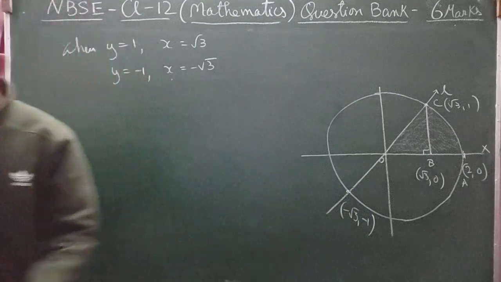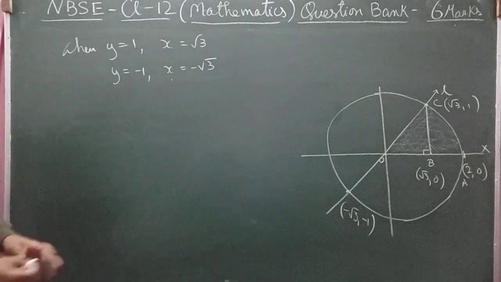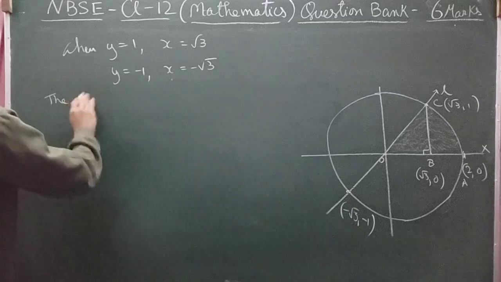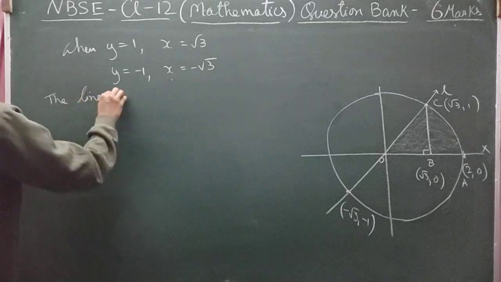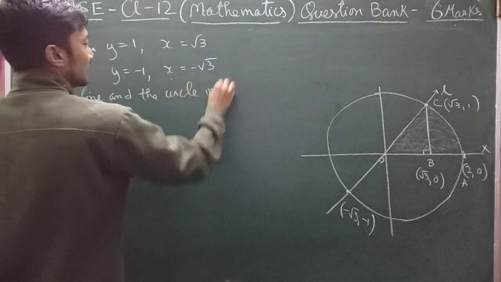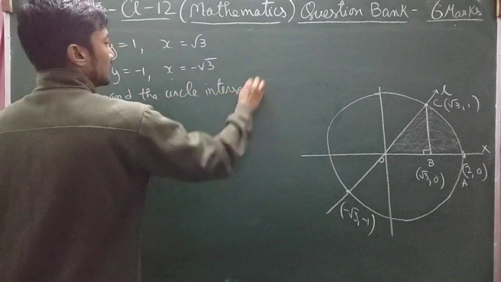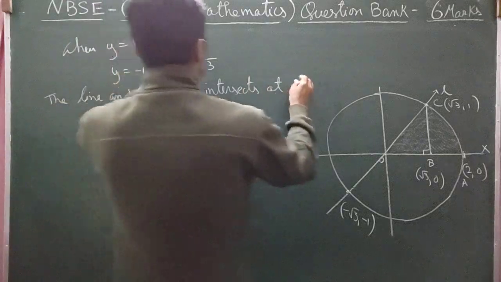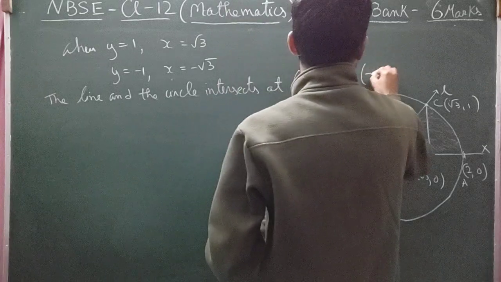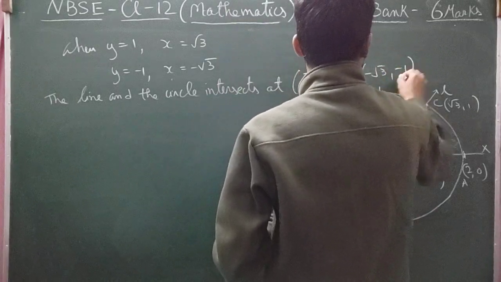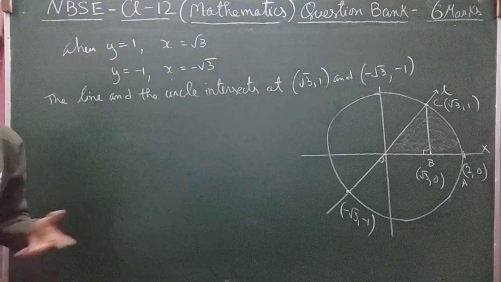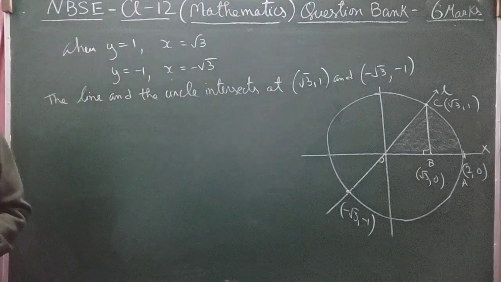Alright, so our limits are already derived. So of course we can just write down the line and the circle intersect at one point, which is root 3, 1, and the other point, which for our context is not needed, is minus root 3, minus 1. Anyway, it's good to write because for other questions that's how you will be doing.